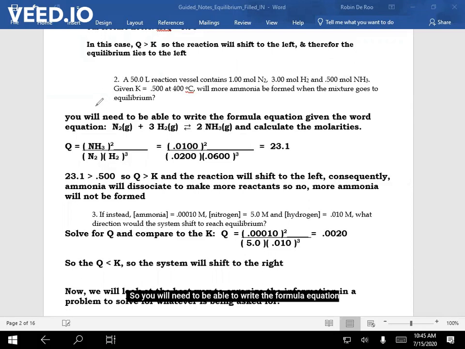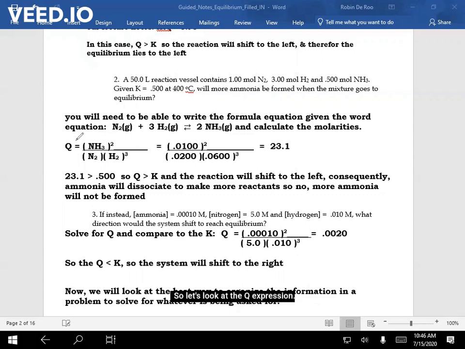You will need to be able to write the formula equation given the word equation. We've got nitrogen gas plus hydrogen gas in equilibrium. Remember to write your equilibrium arrows with ammonia. We have to balance it. This was given in moles, so we need to change it to molarities. Just go ahead and calculate the molarities.